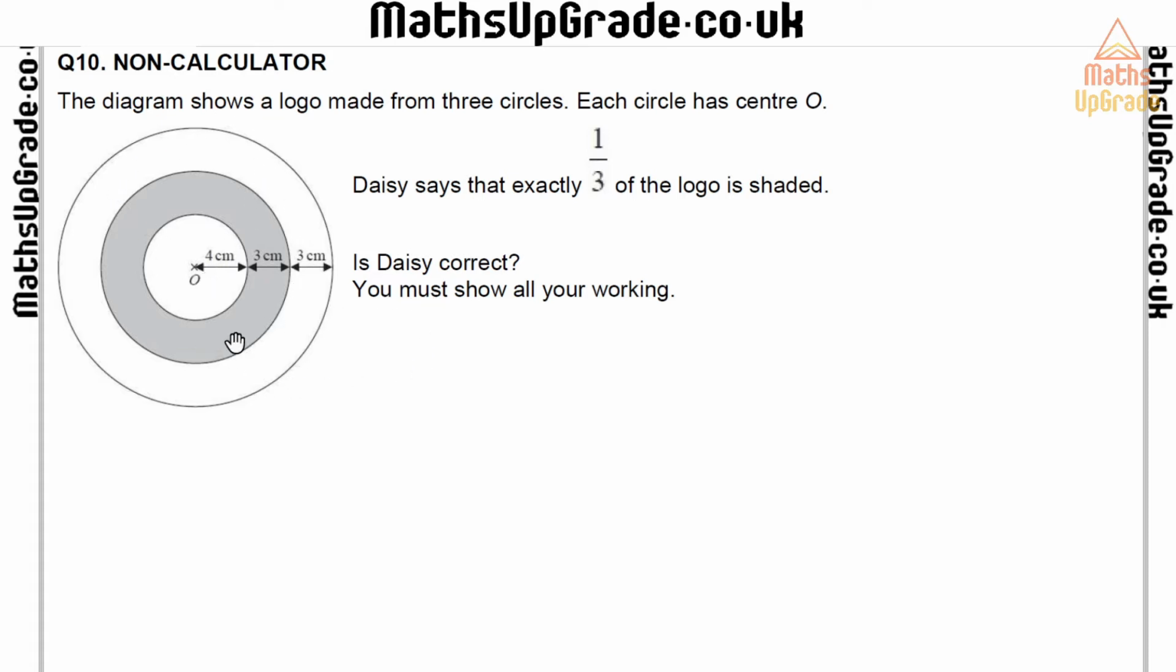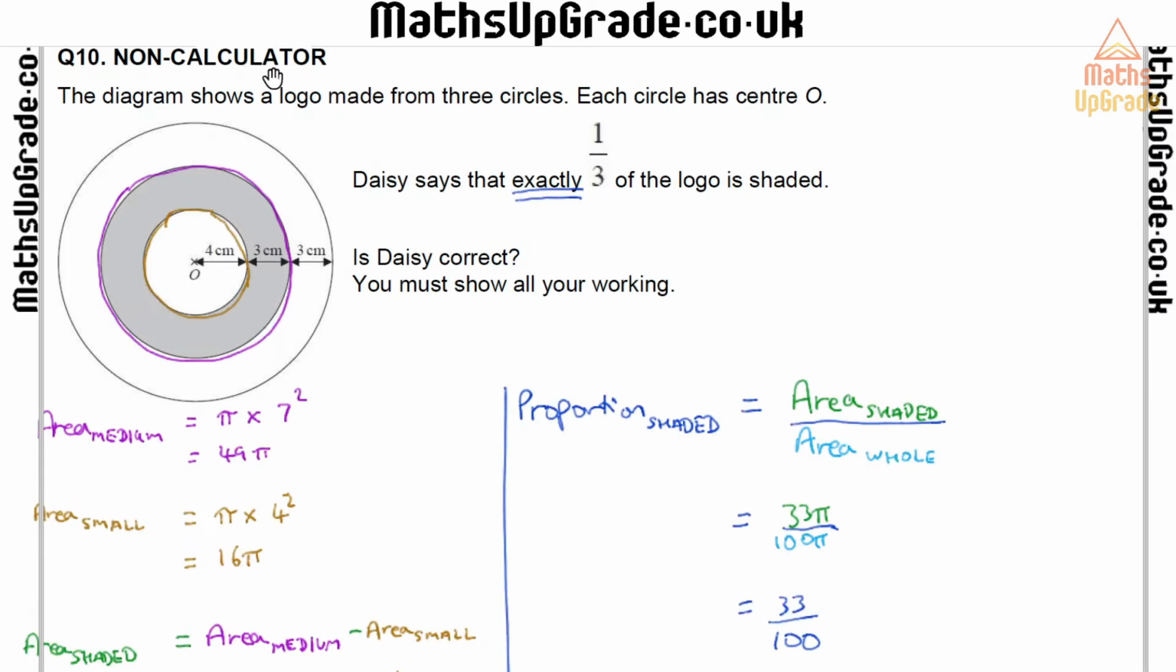Okay, you can see why she may say that, because you've essentially got 3 sections here and one of them is shaded. But are all 3 sections the same area? That's what we need to find out. So we're going to approach this question: I'm going to find the area of each of these sections, and then I'm going to find the proportion of the shaded section divided by the whole amount, and then I'm going to prove whether she's right or wrong. So let's do that now.